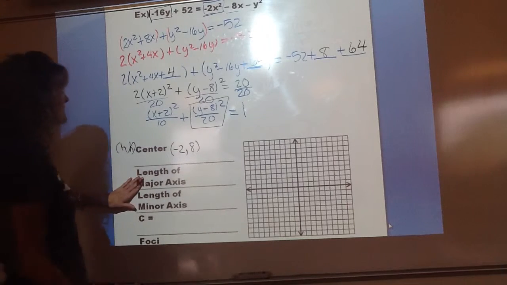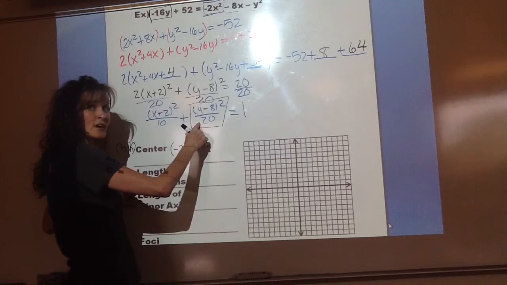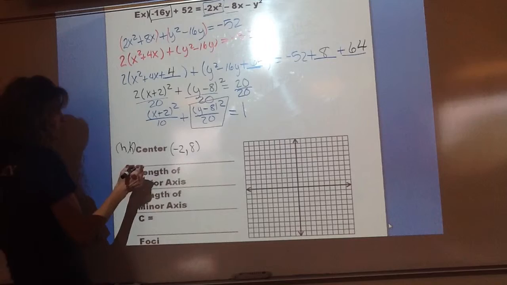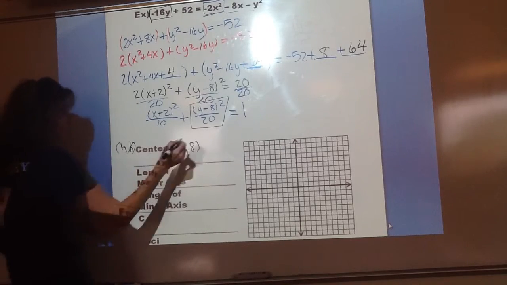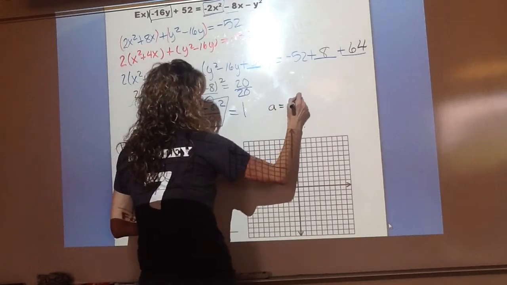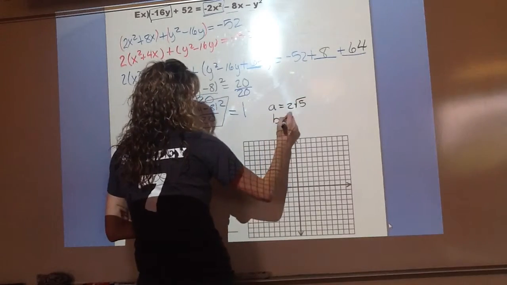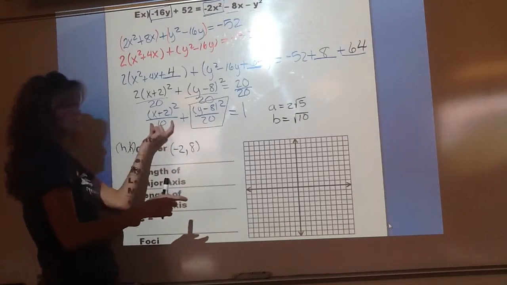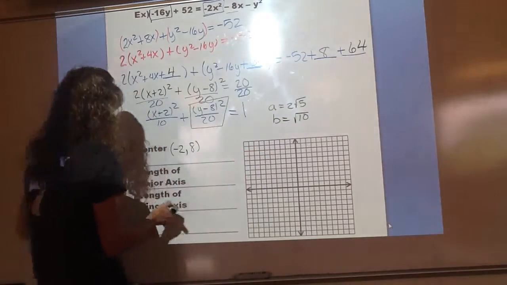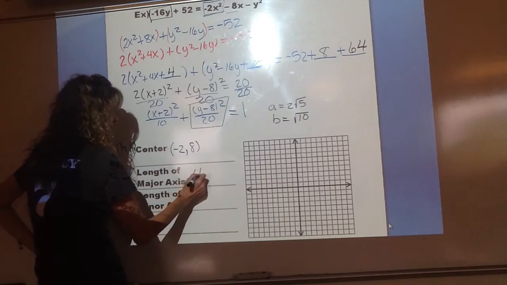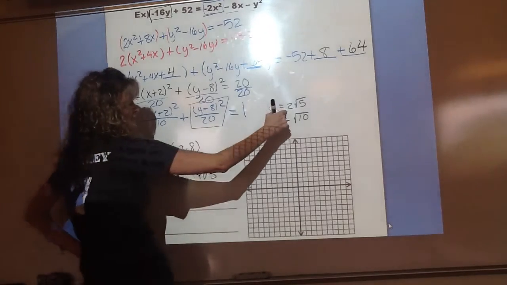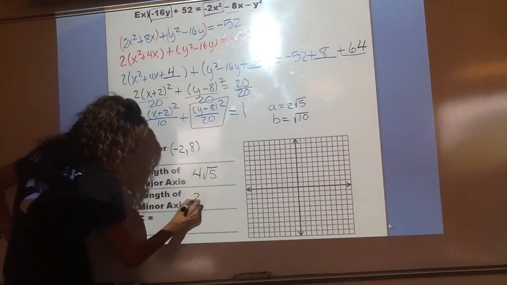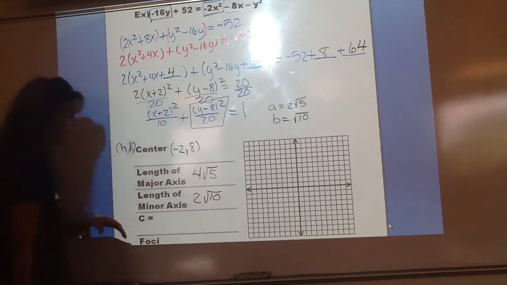The length of my major axis is the square root of the bigger denominator times 2. So it's the square root of 20, which is 2 square roots of 5. A is 2 square roots of 5, by the way. And B is the square root of 10. Because A is the square root of the bigger denominator, and B is the square root of the smaller denominator. Okay, so times 2. So my major axis is 4 square roots of 5, because this times 2 is 4 square roots of 5. My minor axis is 2 square roots of 10.